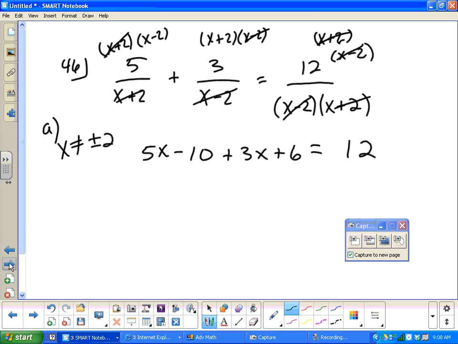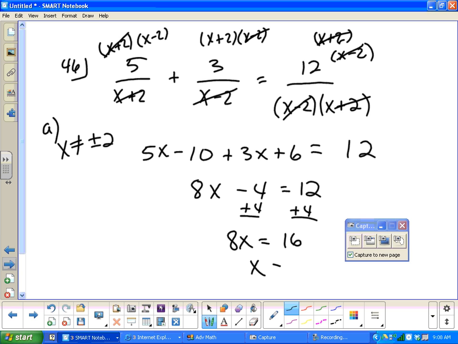Yeah, let me finish this one. All right, this will give me 8x minus 4 equals 12. And then we're going to add 4, so that will give me 16. 16 divided by 8 is 2.